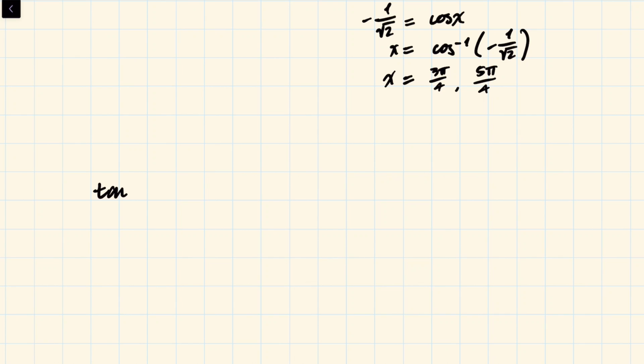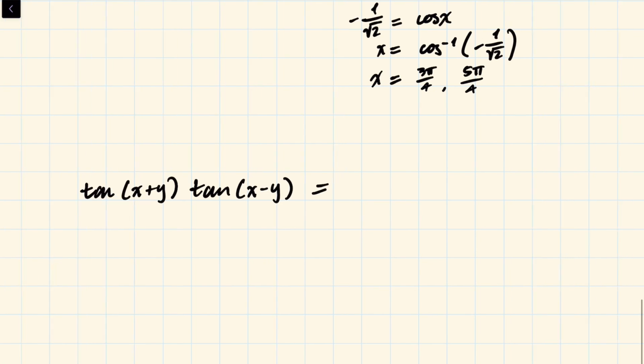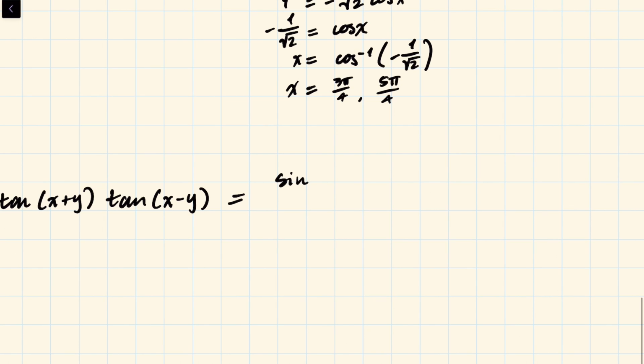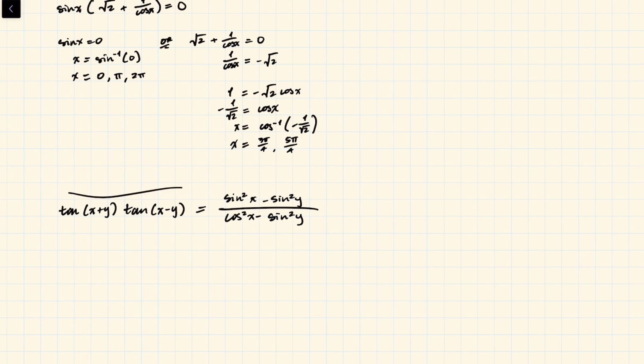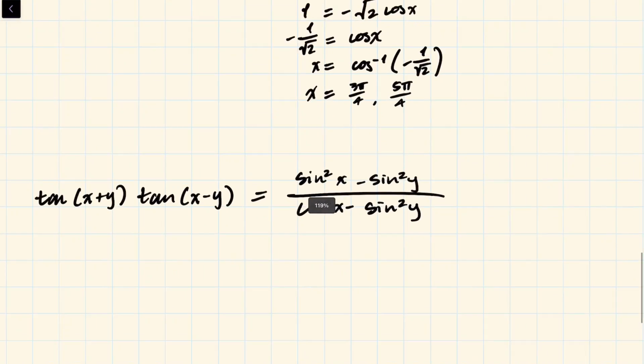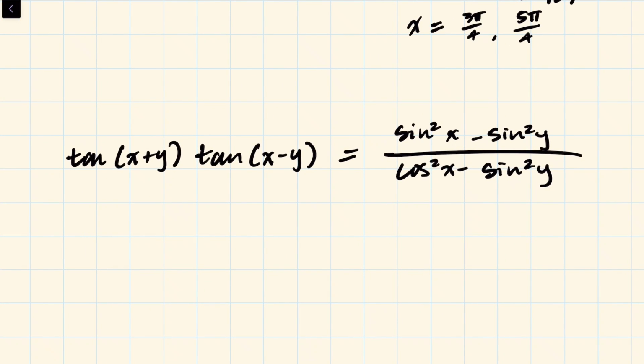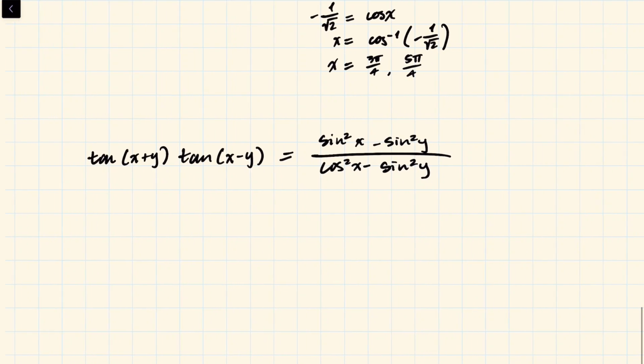So we're going to do tangent of x plus y multiplied by the tangent of x minus y. And that is sine squared of x minus sine squared of y over cos squared of x minus sine squared of y. Okay? And we're trying to see if this is actually equal to this. We're trying to prove this, essentially. We're given an equation, and we want to see why it's right.